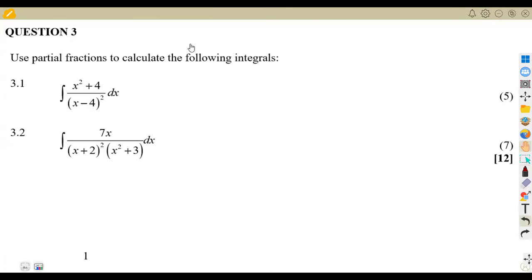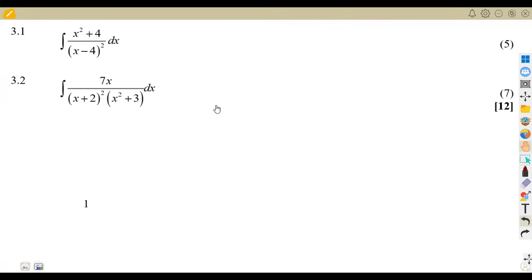Still on our integration using partial fractions to integrate certain integrals. This is one of the exams we're going to work on, a 2022 exam. We are given: use partial fractions to calculate the following integrals. First part 3.1. We are asked to integrate this with respect to x. Let us just write our question.